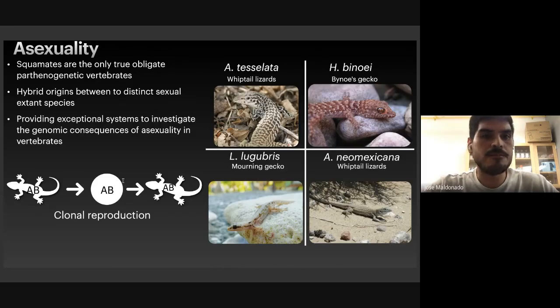within squamates. Many of these asexual squamates have a hybrid origin between two distinct sexual species. And this gives us an opportunity to look into the asexual genome, understand the consequences of asexuality, and make comparisons between the two groups.